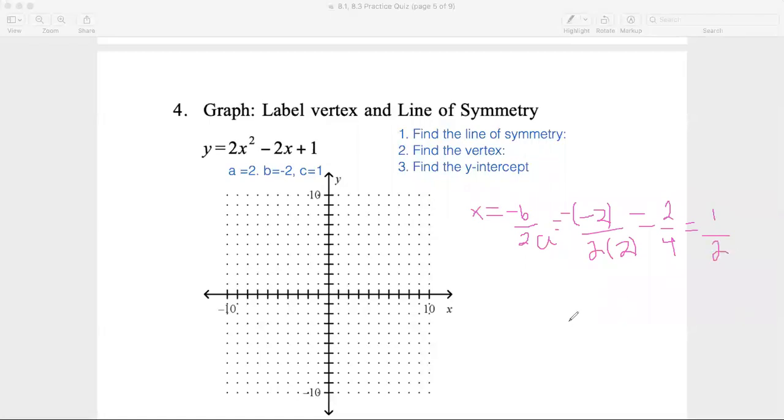All right, so my line of symmetry is at x equals 1/2. Okay, that's how you would answer it on the test at the end of the week: x equals 1/2. Now let's find the vertex.